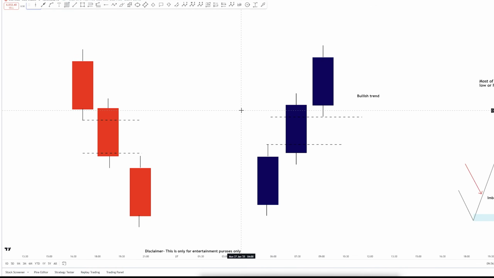Hello there traders, in this video I'm going to show you how to use fair value gaps. You are going to understand how to use the correct fair value gaps in the market so that you can at least improve your trading.